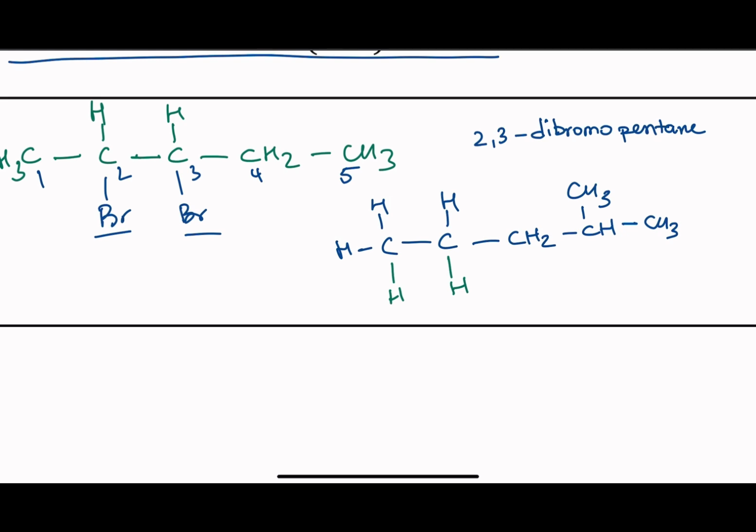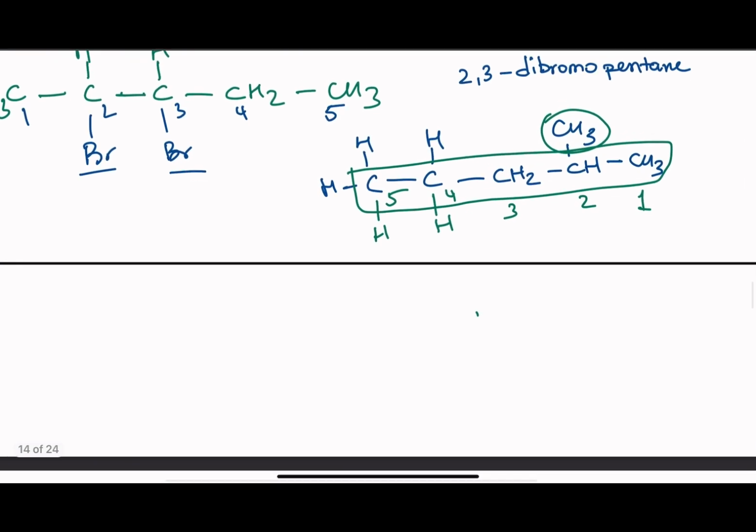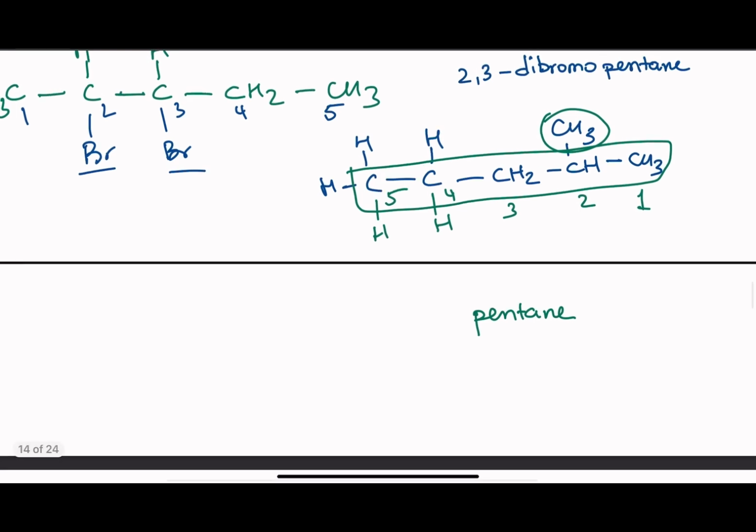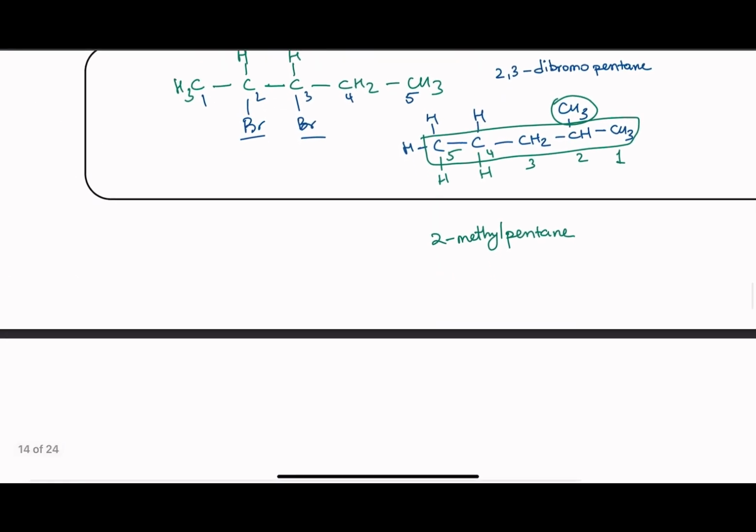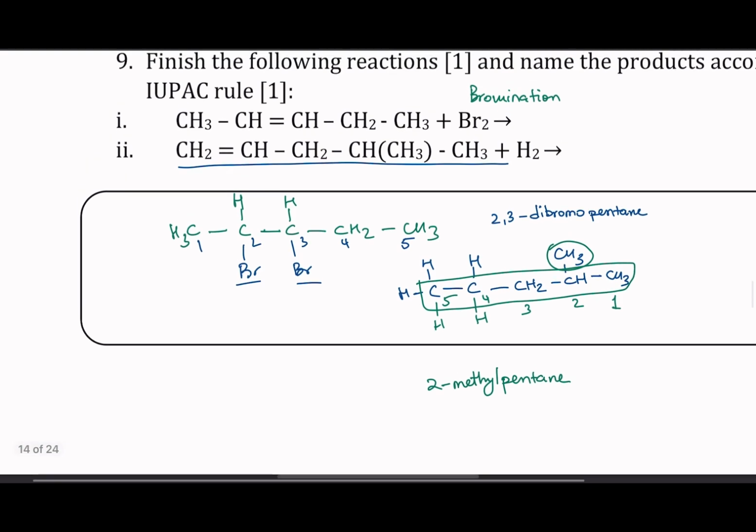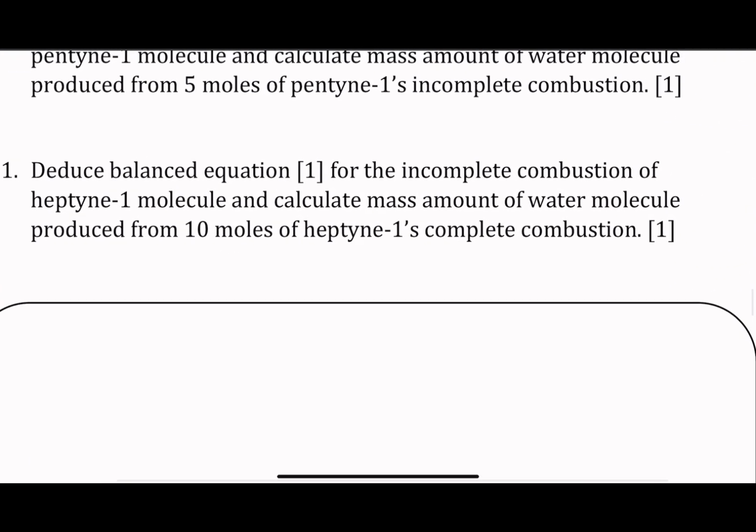Now it's all saturated, and we're going to number carbons. We'll number always from the end closest to the branch, which is this one. The main chain is this. I got carbon 1, 2, 3, 4, and 5, so the root is pentane. Because on the second carbon I have a methyl group, it would be 2-methylpentane. And that is the answer. It was the same thing for the B version, almost the same.